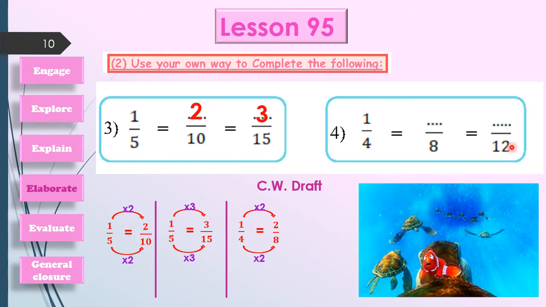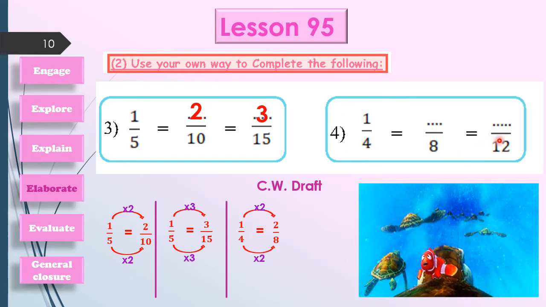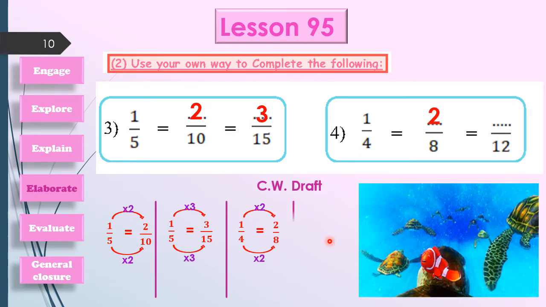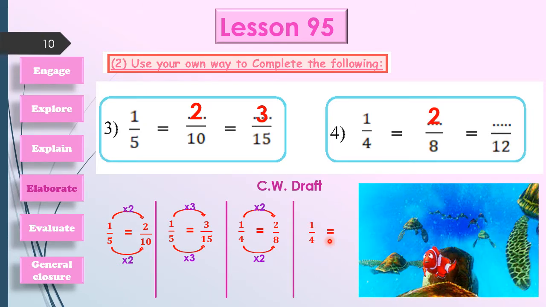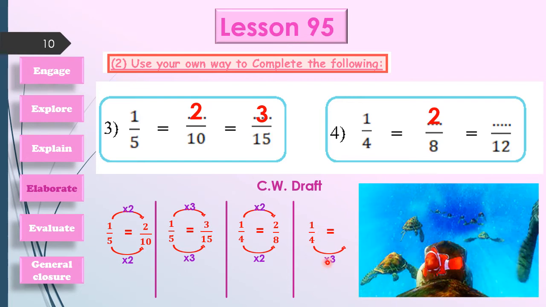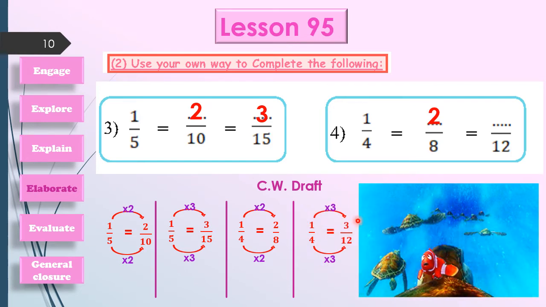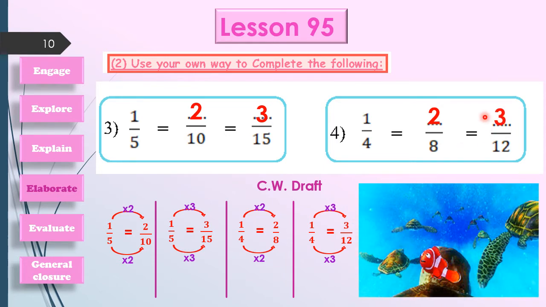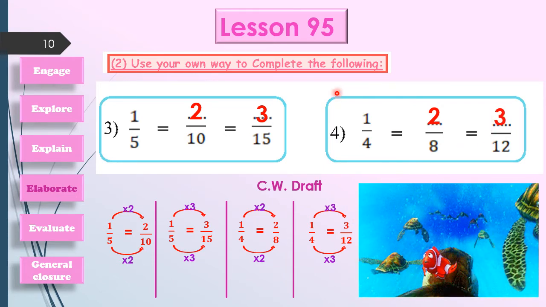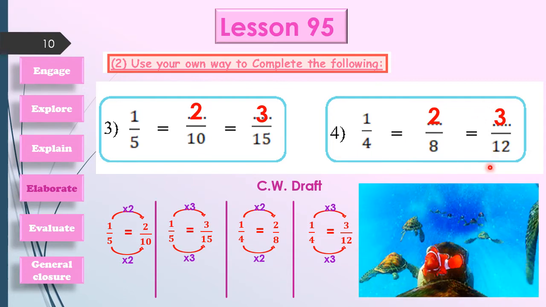Let's go to our original fraction. And one fourth equals how many twelfths? 4 by what equals 12? It will be, write down here, one fourth, and it will be by 3 down and by 3 up. Then 1 by 3 equals 3 twelfths. And write down here 3. Then one fourth equals 2 eighths and 3 twelfths. Good job.